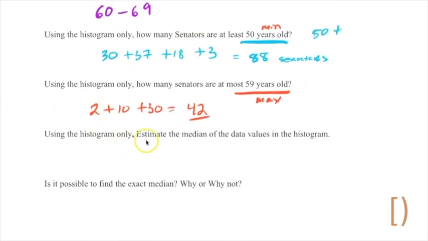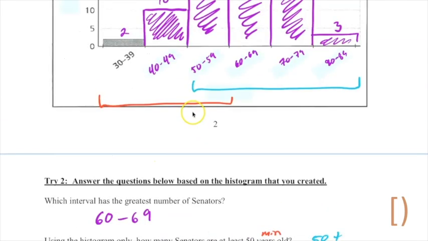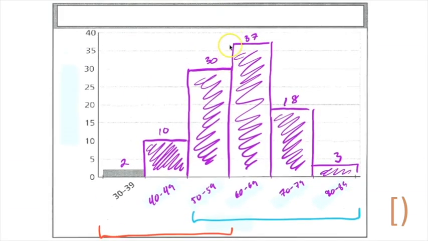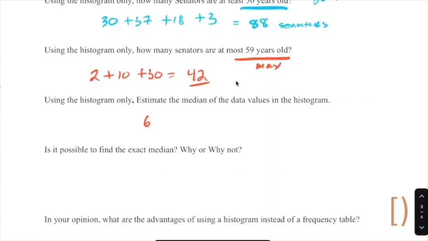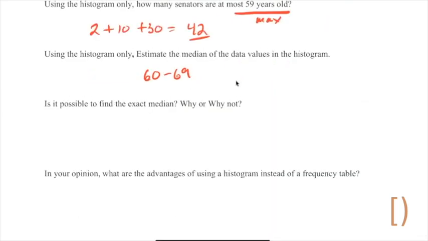Using the histogram only, estimate the median of the data values in the histogram. So let's look up here. The median is around the middle. Around the middle is probably going to be right here. I would say 60 to 69 again. Again, we could do the math a little bit more. If it's 100, it should be around the 50th. Over here, we are at 12 plus 30 is 42. The 50th term will be around there. So 60 to 69.